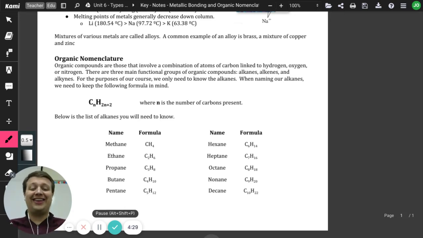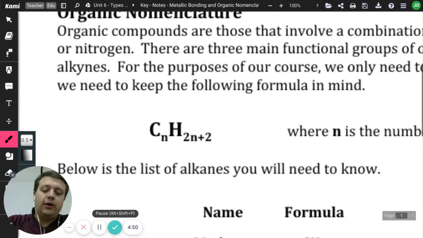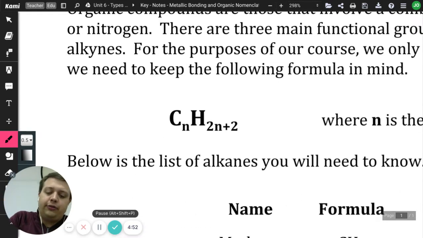But we're going to focus on the alkanes. Now, for your alkanes, they do have a formula. The formula is your carbon and hydrogen. So you're going to have carbon, and you're going to have a number of carbon. And then to figure out how many hydrogen you're going to have, you're going to take twice the number of carbon plus 2. Okay? So this is our formula for that.